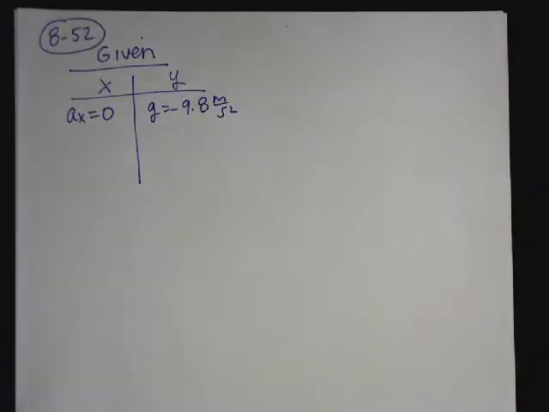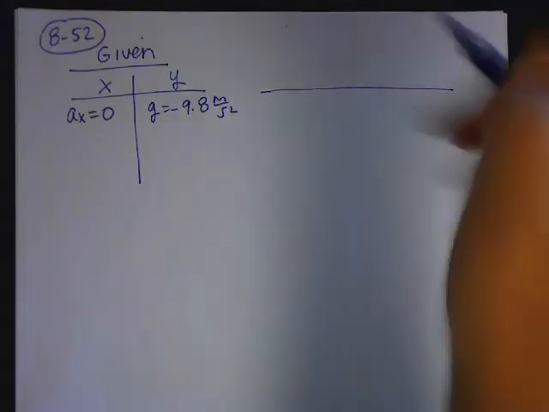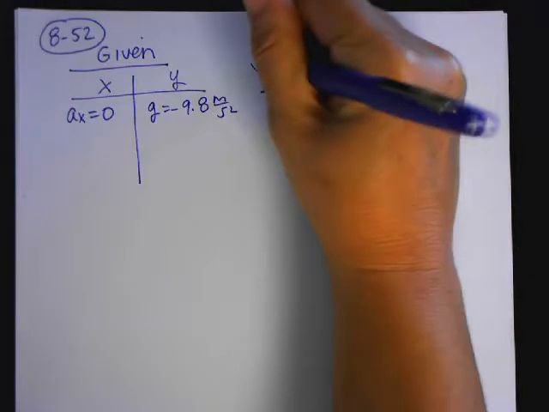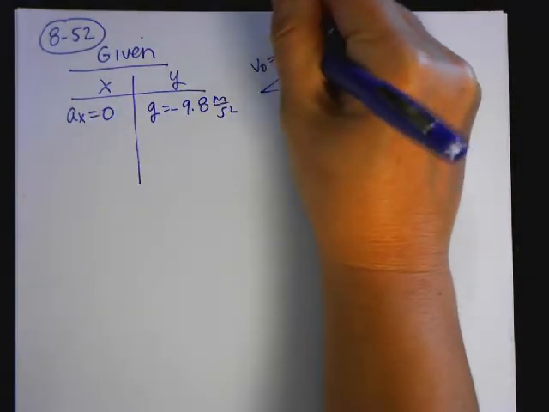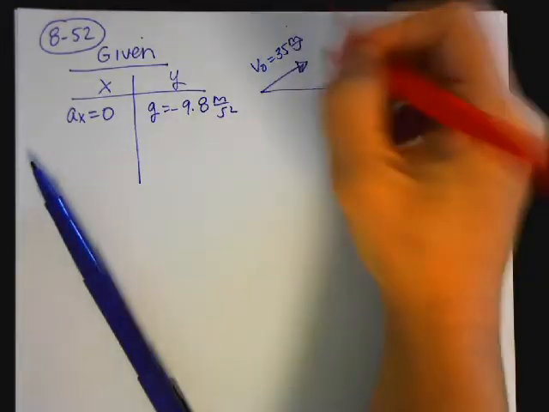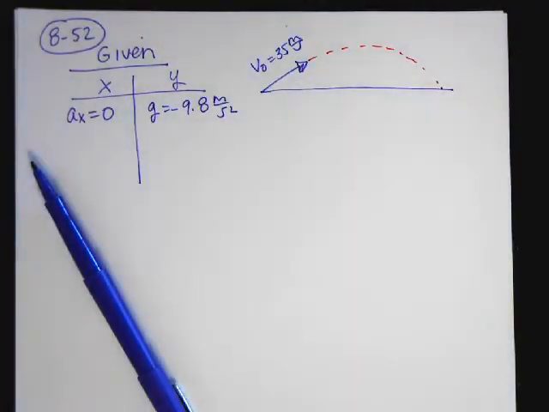So it says the projectile is launched at an angle of 30 degrees above the horizontal. So I'm going to draw my picture, because the picture helps me to visualize. So this is my initial velocity, v0, which is 35. And the projectile is going to end up going like this. Now, they tell me that v0 is 35.